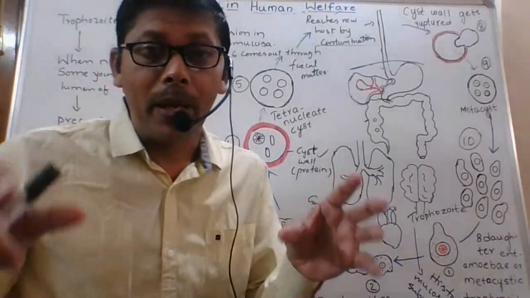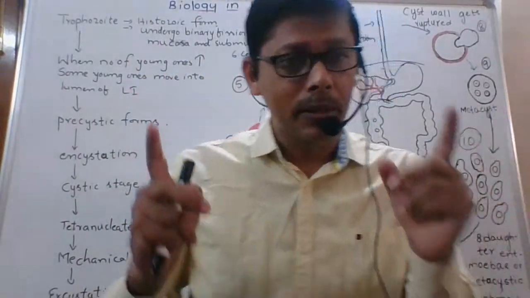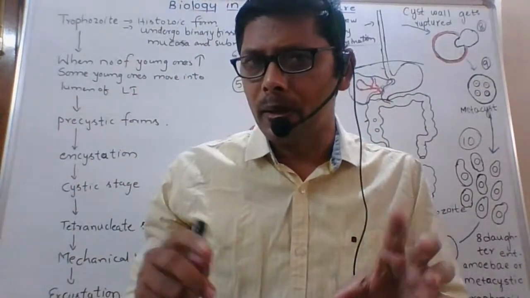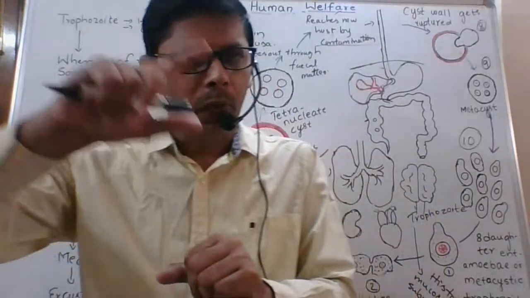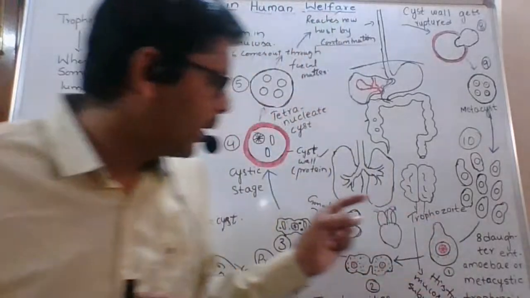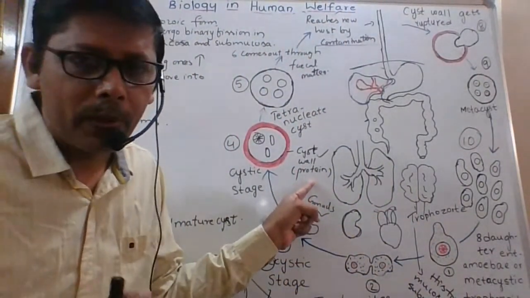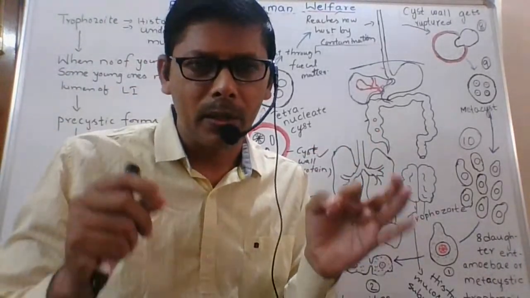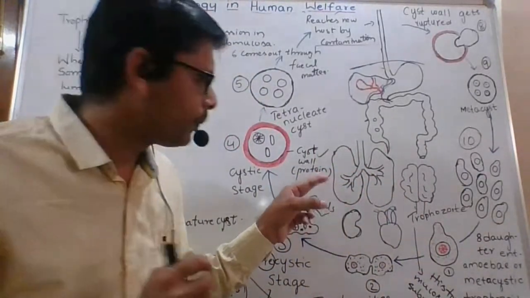We learned at the end of the parasitic adaptations that Entamoeba histolytica, to tide over or overcome unfavorable conditions, forms a cyst around its body. This is called the cyst wall. It is made up of a very important substance, protein. The cyst wall is made up of protein.